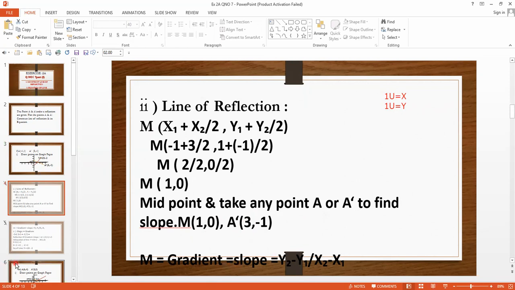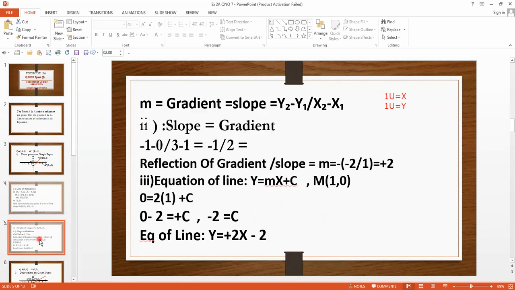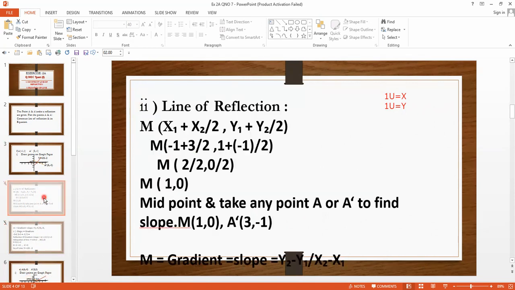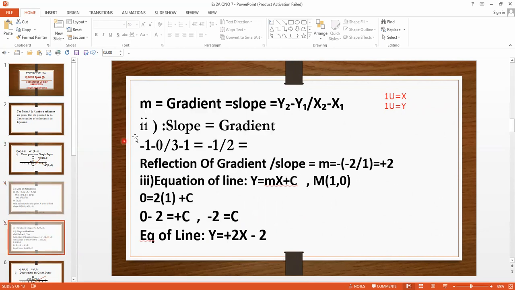Okay, who will tell me the formula for finding the gradient? Very good. The formula is (y2 minus y1) over (x2 minus x1). Here, this 1 indicates x1 and this 3 indicates x2. Similarly, this 0 shows y1 and this -1 shows y2. Clear? So after solving, we will get the slope, and that is -1/2.